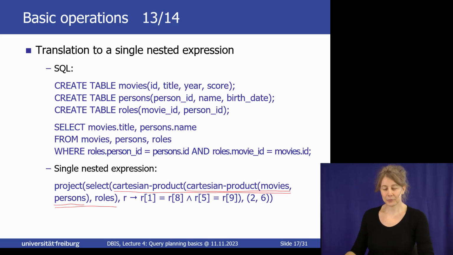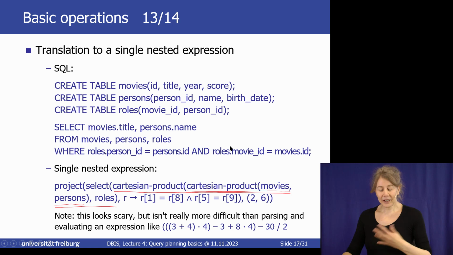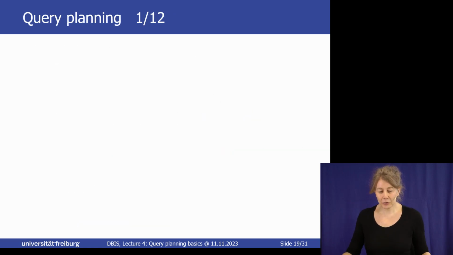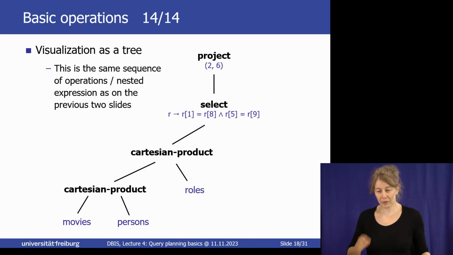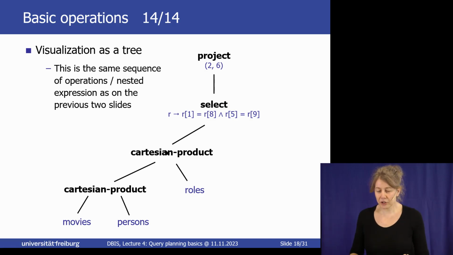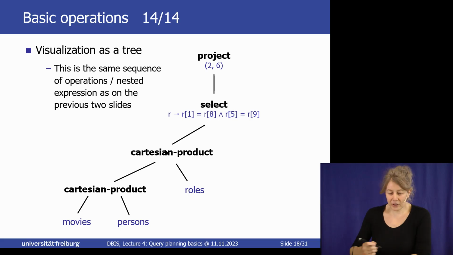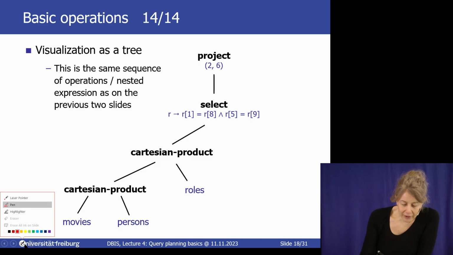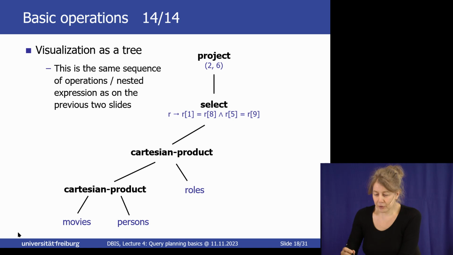Correct now? Okay. And then there's a third way, and that's just to do it like a tree. It's just the same thing. So I have movies and persons, and then I have a Cartesian product. I have another Cartesian product. So just the tree, and the arguments are the children in the tree. And let me just show you the equivalent. I think the analogy to arithmetic expressions is really good.